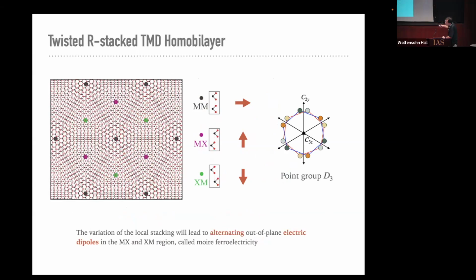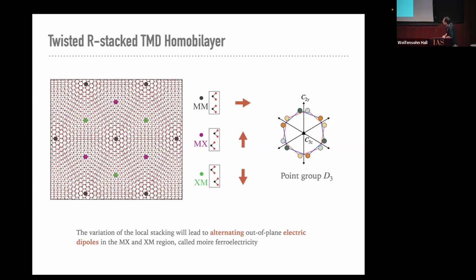So you can just do a little bit of twist. You can have this beautiful moiré pattern. And on this pattern, I want to draw your attention to some of the high symmetry stacking points. And this is actually very important for our later discussions. So first, those black dots. This is called MM stacking, because if you look at a side view, you have this metal on metal or chalcogen on chalcogen, right? And then this green dot and this red dot are called XM and MX, because now you have metal on chalcogen and chalcogen on metal. Okay, so those are the three high symmetry stacking points.